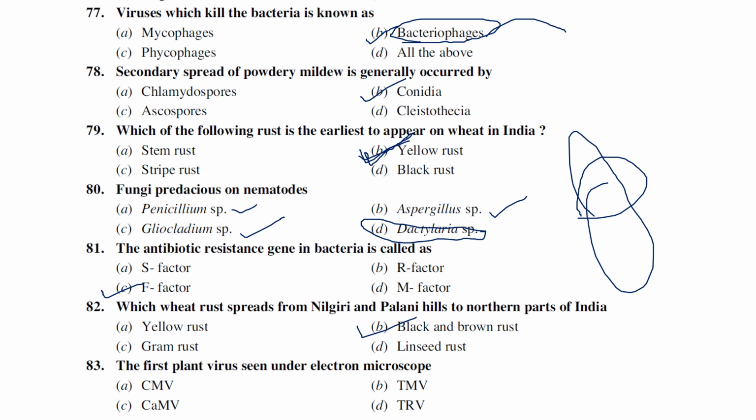The first plant virus seen under a microscope: cucumber mosaic virus, tobacco mosaic virus, cauliflower mosaic virus, tobacco rattle virus. The first plant virus seen under the electron microscope is TMV, that is tobacco mosaic virus, which was seen by Kausche et al. in 1939. So he was the one who first saw tobacco mosaic virus under the electron microscope.